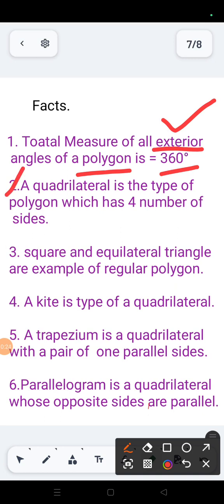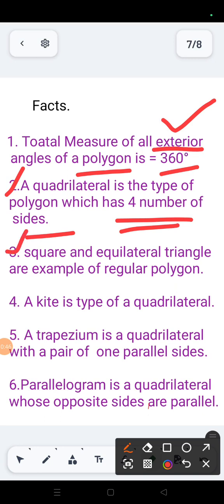Fact number 2, quadrilateral is a type of polygon which has four sides. We have discussed this fact earlier in the previous slide. In a quadrilateral there are four sides, and the types of quadrilateral we have also discussed.